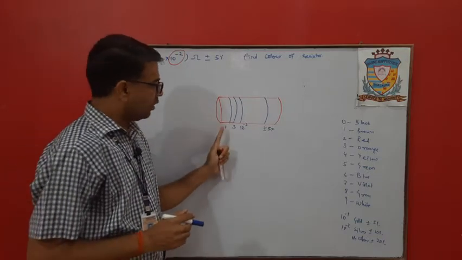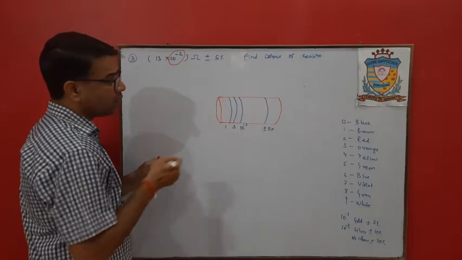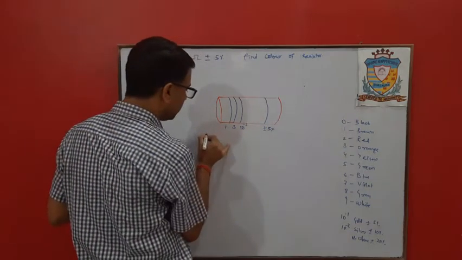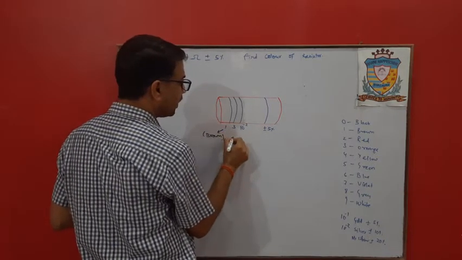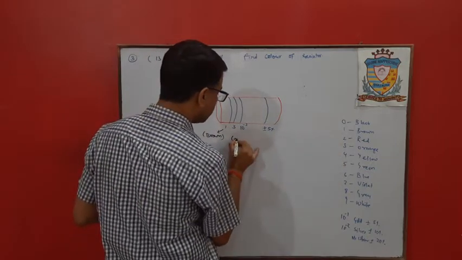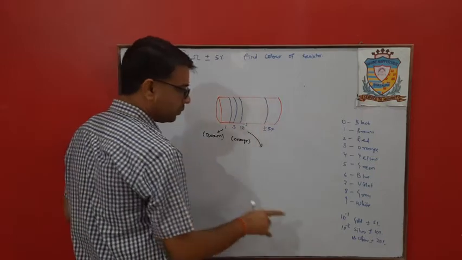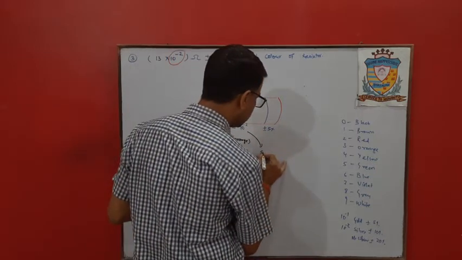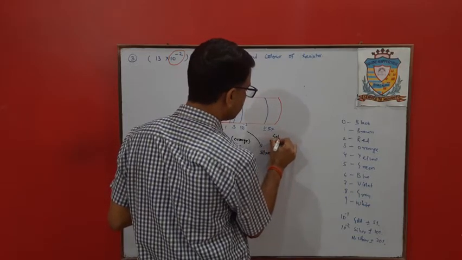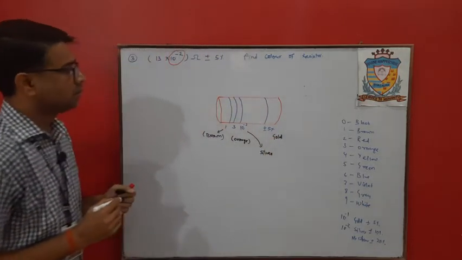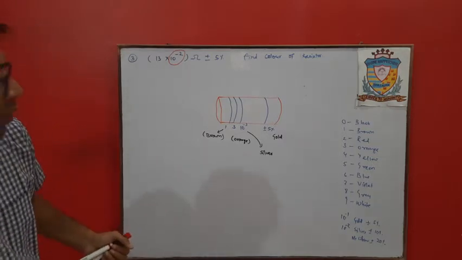Clear? So for the first, what color do we have? For 1 we have brown. Third is orange. And in the third place, 10 to the power minus 2 is silver. In the fourth place, 5% is gold. Clear? So in this way you can solve this type of problem.